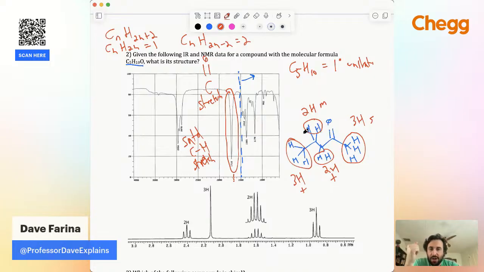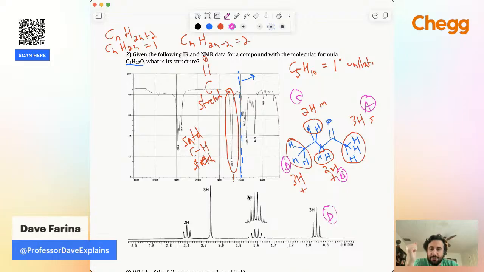So here, let's label them A, B, C, D. We have a 3H triplet, and it's the most upfield. So that's got to be D, right? That's these ones. These are the most upfield. They're the furthest from the oxygen. Split into a triplet, integrated to 3. That one works just great.